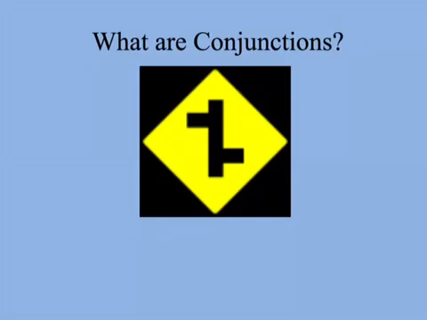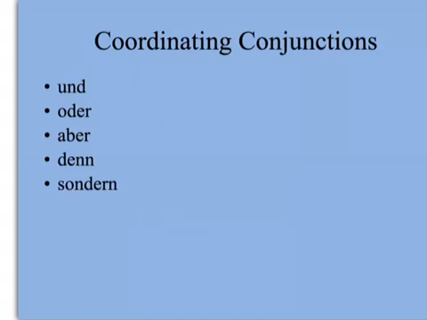We use them to join parts of sentences, to more clearly communicate, clarify the direction of our thoughts, and give additional information. In German, there are two types of conjunctions. To begin with, let's look at the easiest group, coordinating conjunctions.